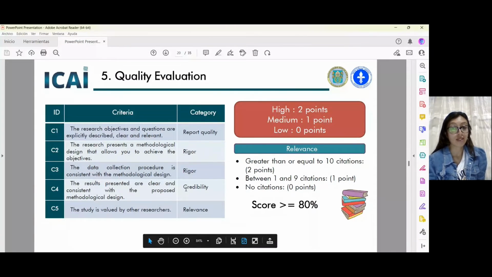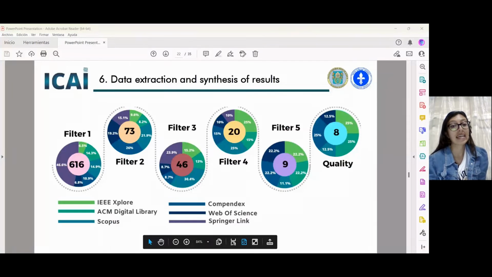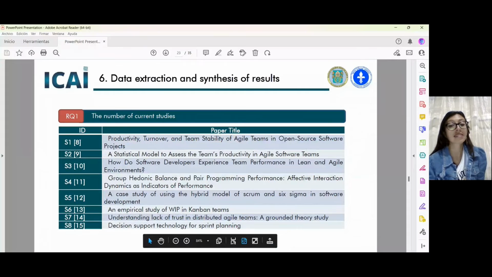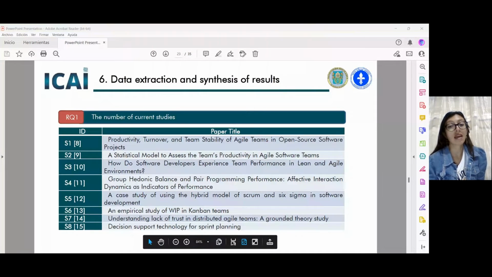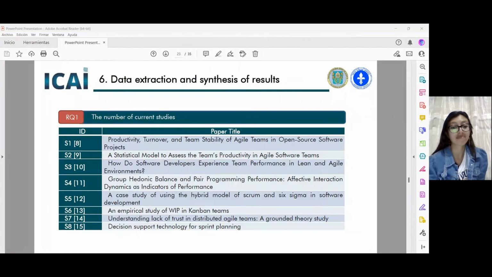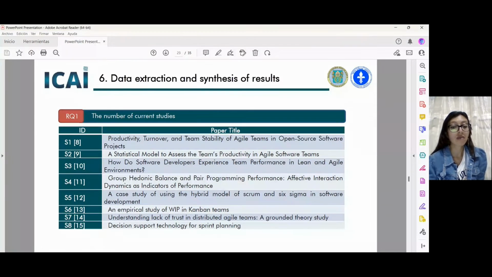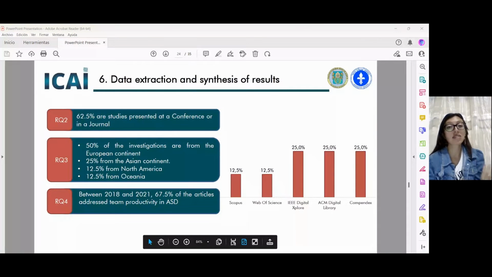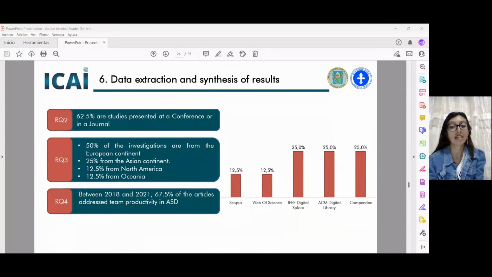Okay, results. In this figure, you can see the results obtained by search engine in each applied filter. Number one, the number of current studies was 8 articles. The titles of the selected articles can be seen here. In the second question, related to the types of study, we identified that 62.5% are studies presented at a conference or in a journal.